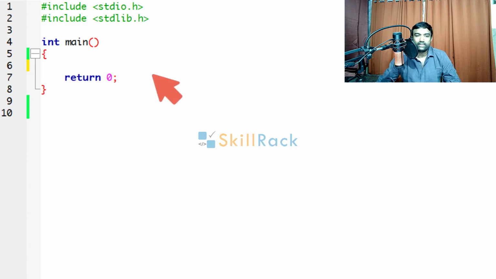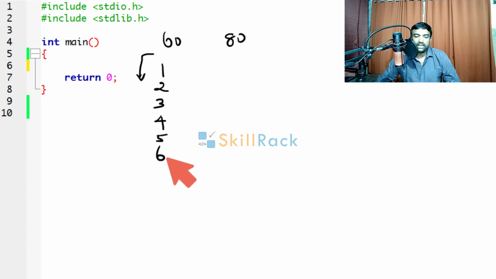Let us look at one more example. 60 and 80. So for 60, the factors are 1, 2, 3, 4, 5, and then 6, 7 is not a factor, 8, 9, and then 10 is a factor. Okay. Then we have 12, and then we have 15, and then we have 20, okay, and then we have 30, and then we have 60. So these are the factors for 60.